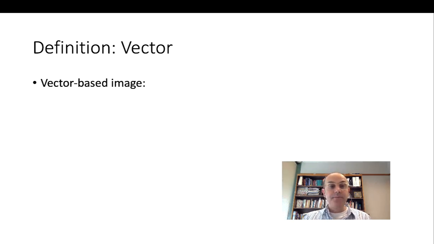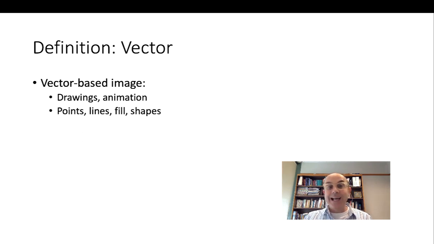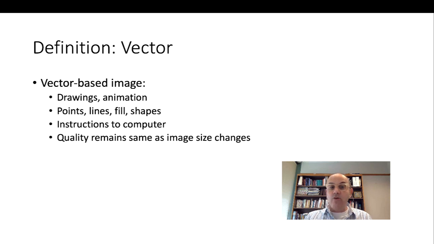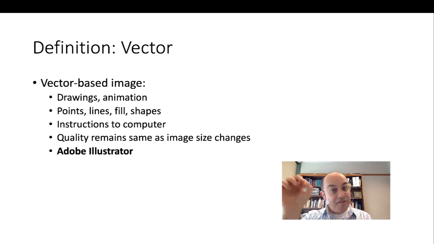Vector, on the other hand, is based on drawing and animation. It's points, lines, fills, and shapes, and this is very important. The lines, fills, and shapes are what make up the things. The instructions to the computer and the quality remain the same if we change the size of the image. So basically it's a high quality image that, when we are using the phone and the ability to zoom in, allows us to do that.